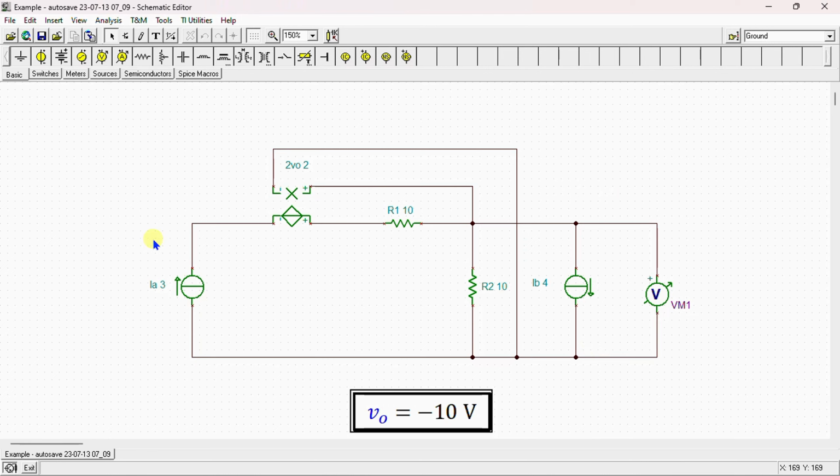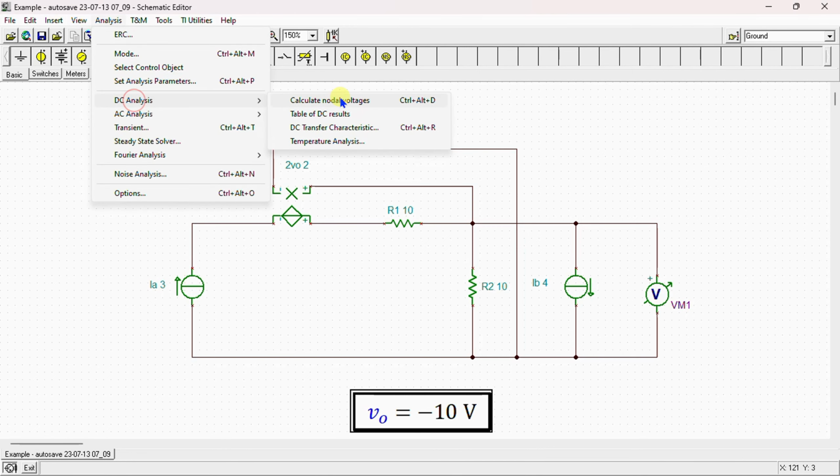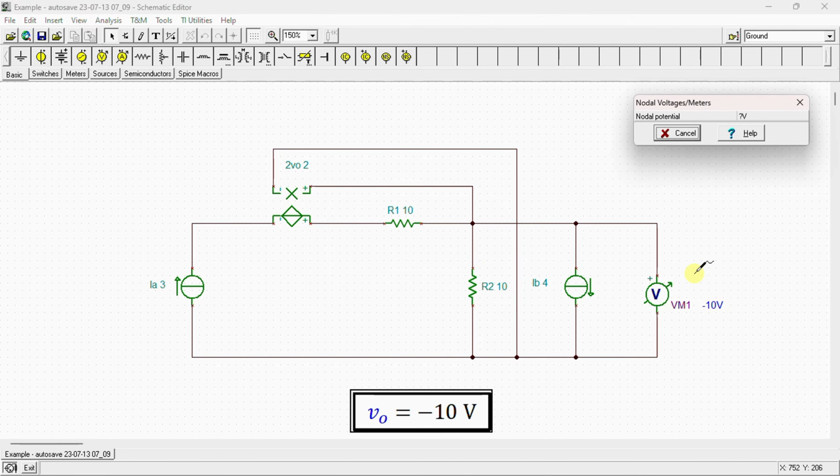We can see here the independent current source IA, the independent current source IB, the voltage controlled voltage source, resistor R1 and the resistor R2. Let's move on to analysis. This analysis calculates nodal voltage. We can see here the voltage across the resistor R2 is equal to negative 10 volt.